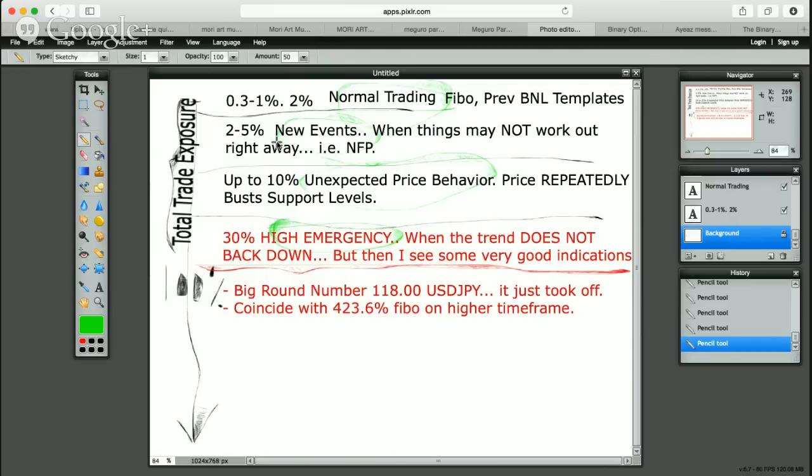Unexpected price behavior, I apologize for the kids in the background. It always has to be that way.